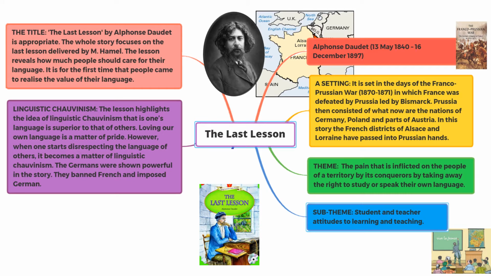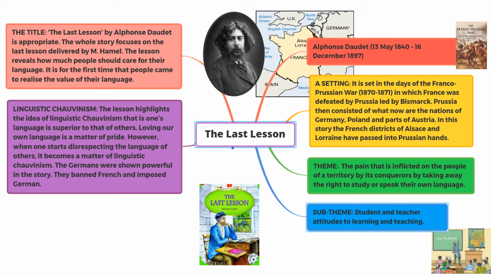The Germans were shown powerful in the story. They banned French and imposed German on them. By doing so, they tried to exploit them. Their purpose was to make them slave physically and mentally. It was an attempt to rule over not only the territory of French people, but also over their minds and hearts.